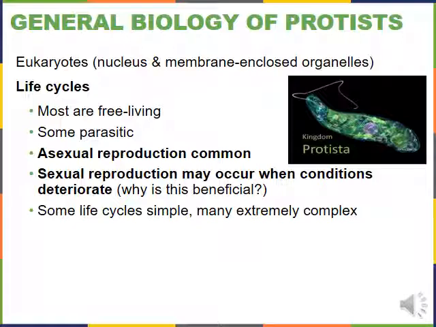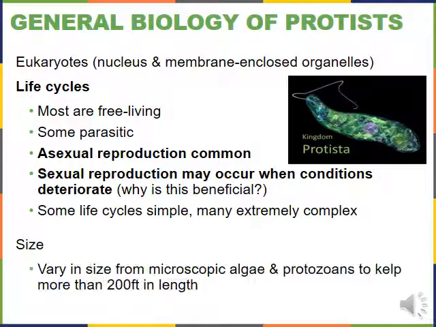Now, some life cycles are simple. Many have extremely complex life cycles. And when we think about protists in terms of their size, they vary anywhere from microscopic algae to protozoans to kelp more than 200 feet in length. So there is not only a huge diversity in terms of life cycles and strategies, sexual versus asexual reproduction, and habitats they're found in, but also in terms of their size overall. So very different size ranges within the kingdom Protista.